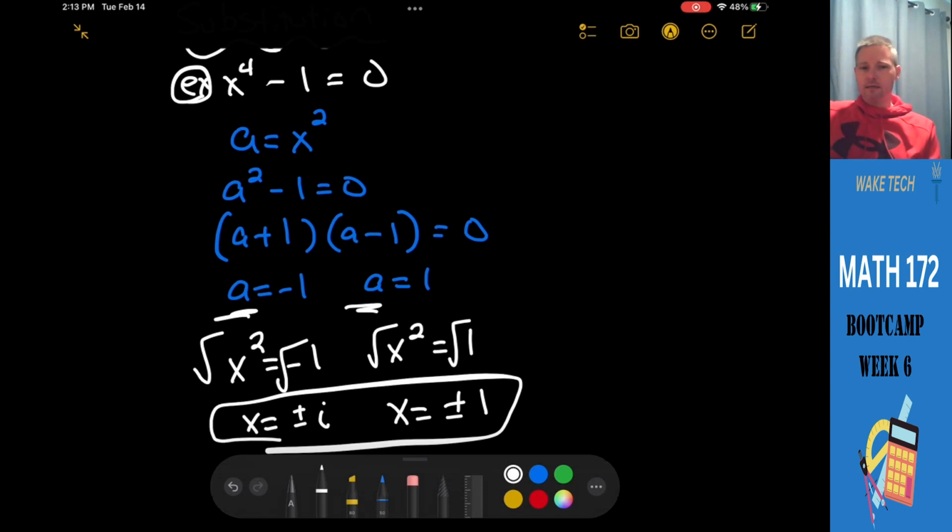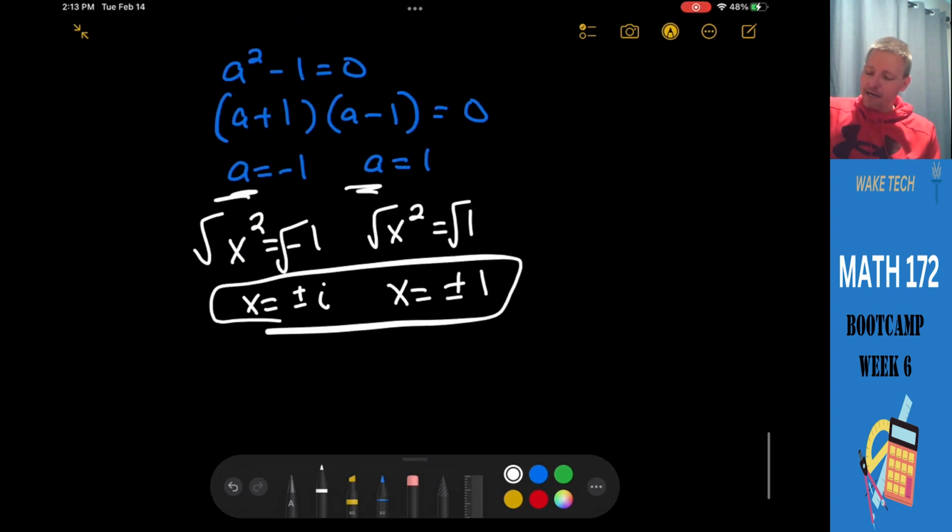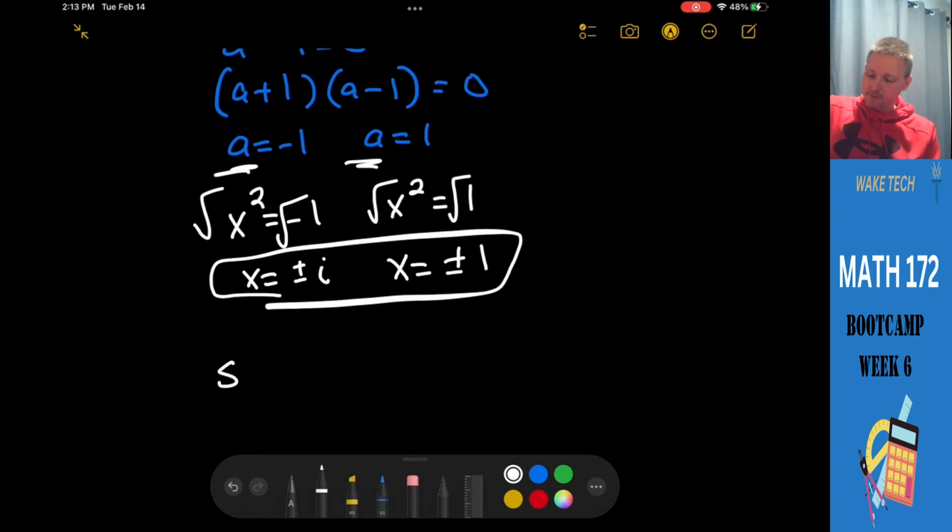Questions about the substitution idea? And there's no obligation to use this. So when you might use this is when you're trying to factor something like sine squared x minus sine x minus 6 is 0.